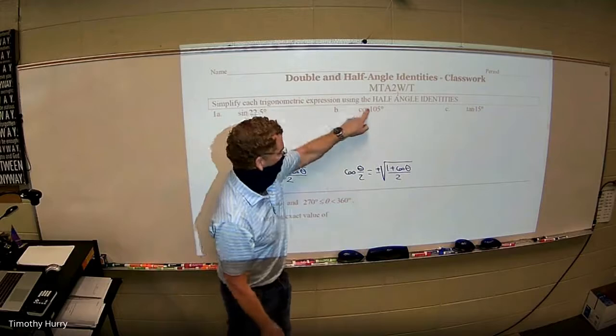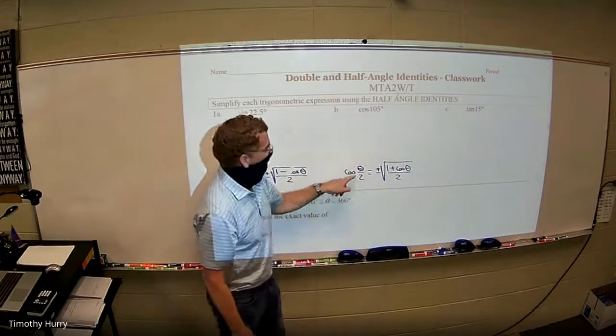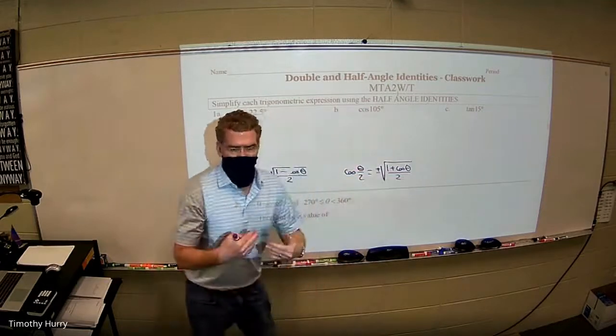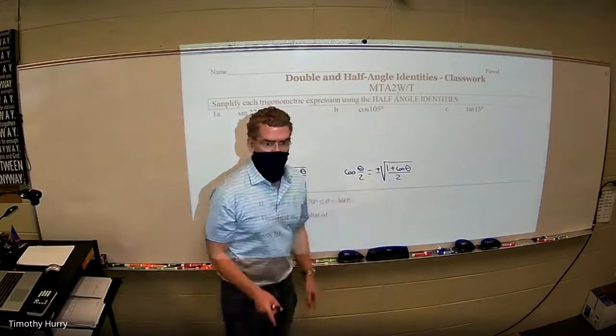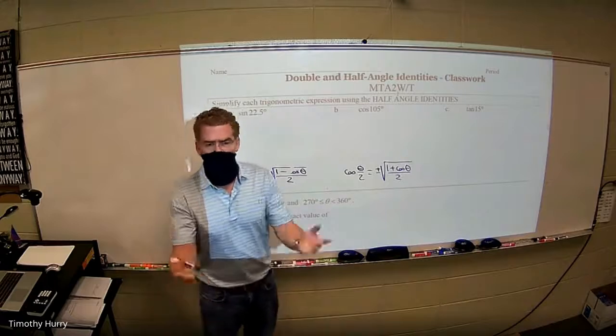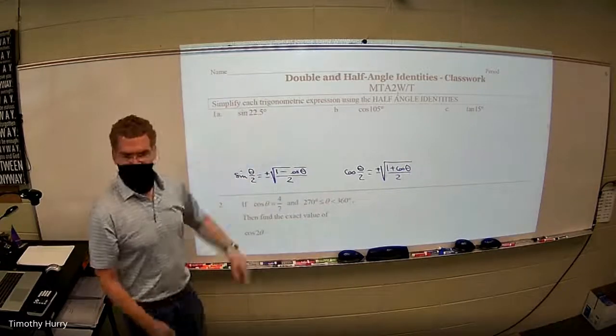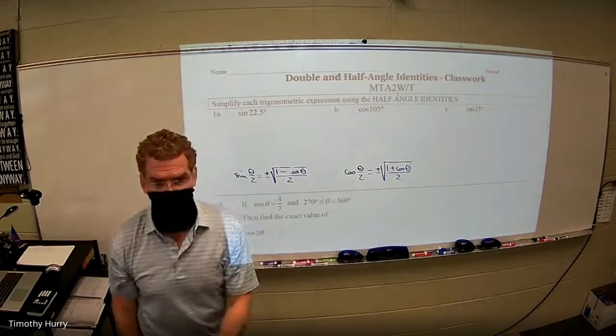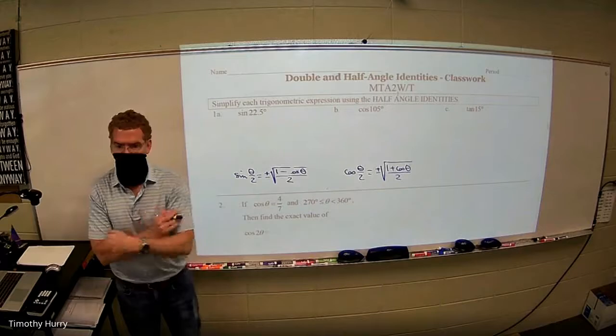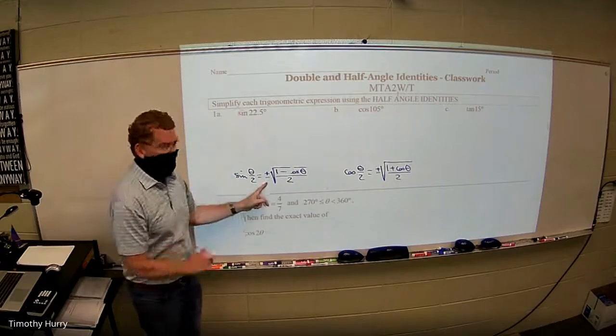So when I rewrite this 105 as half of an angle, I'll use that theta there, and that'll allow me to simplify. And again, it's not plus and minus, you choose. I'll go ahead and talk about it right now. If you were to take the sine of an angle like 22.5, which is clearly in the first quadrant, would your value be positive or negative? Positive. Choose the plus.